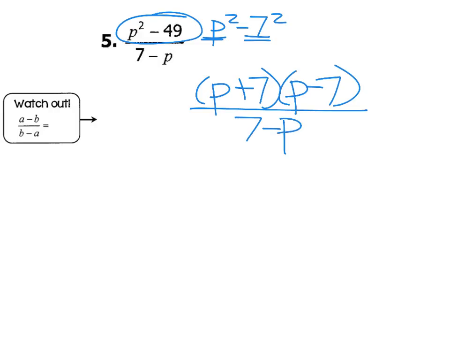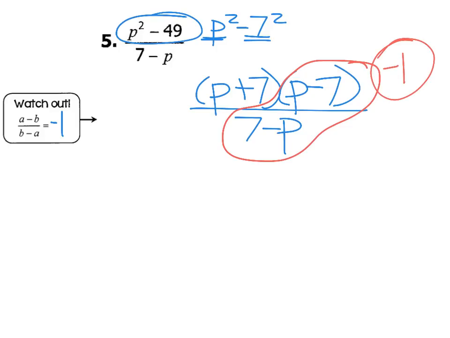Now, something I want you to watch out for is anytime you have a minus b over b minus a, this will always equal negative 1, all right? In this case, we've got p minus 7 over 7 minus p. This is a minus b over b minus a. So we would simplify this to be negative 1.